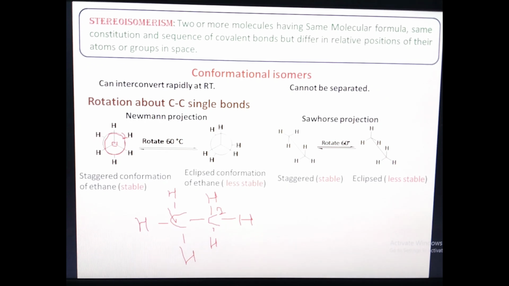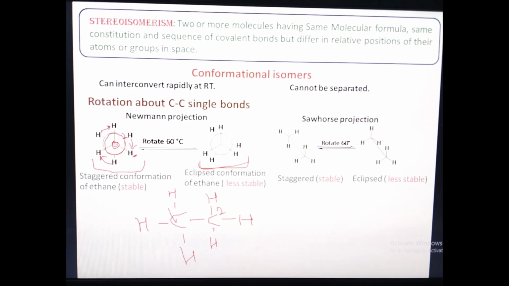When you hold carbon number 1, you have to rotate the carbon behind, the second carbon atom, by 60 degrees. When you rotate it by 60 degrees, this hydrogen comes exactly behind this hydrogen, and this hydrogen comes behind this hydrogen, and this one goes behind this one, so that this form is called the eclipsed form. This form is called the staggered form and this form is called the eclipsed form or eclipsed conformation.